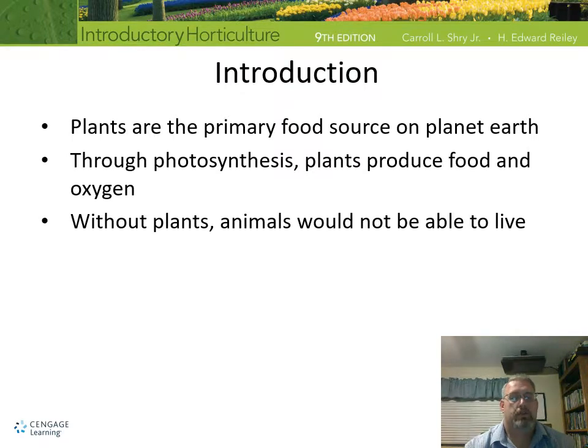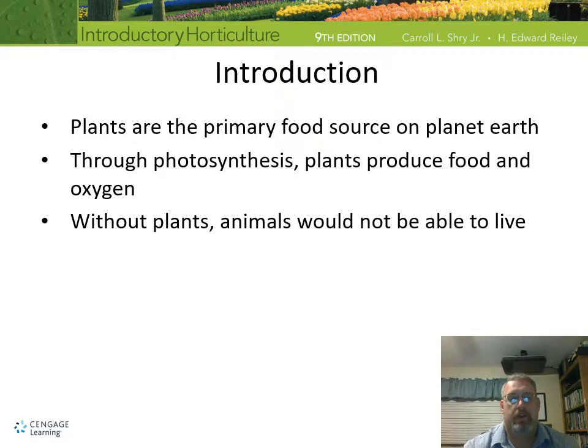When we first start to look at a plant, these are the primary food source on planet Earth. If you are familiar with, say, the food web, the plants are typically at the bottom of the food web. They are to be consumed by herbivores, and if you continue up the chain, then the herbivores are consumed by the carnivores. So plants are vitally important to the survival of the planet.